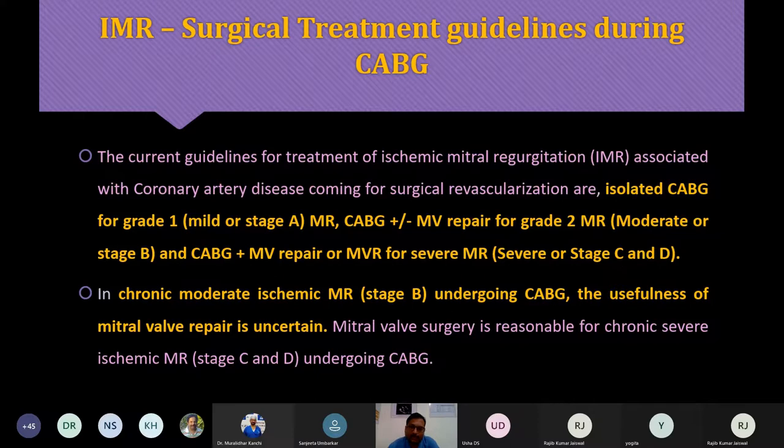In chronic moderate ischemic MR undergoing CABG, the usefulness of mitral valve repair is uncertain. In the latest guidelines also, the same sentence has been written. They are working more on it. There are so many trials going on, CTSN trial and all. Mitral valve surgery is reasonable in chronic severe ischemic MR of C and D variety undergoing CABG.